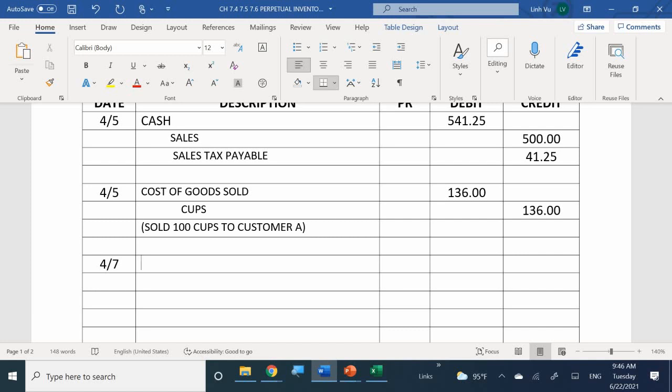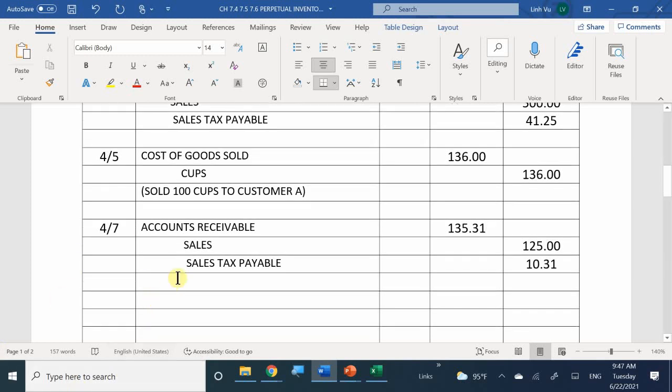Accounts receivable, and then credit your sales and sales tax payable. So your sales is going to be $125, 25 times 5. And then your sales tax will be $10.31. And then your accounts receivable will be $135.31.